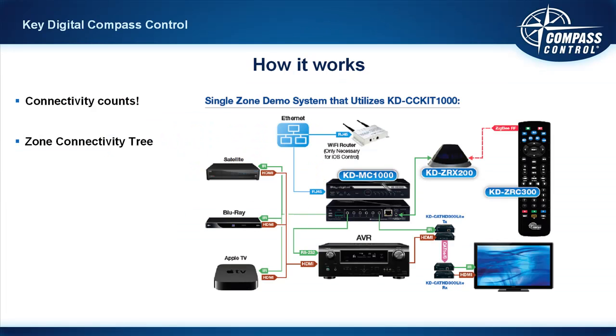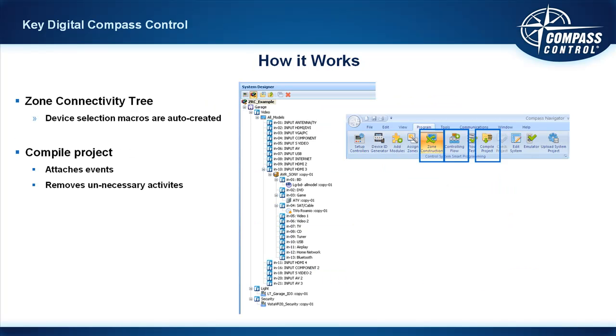Well, remember, as we told you before, connectivity counts, because now we're going to build that zone connectivity tree. And that zone connectivity tree is our way of saying, okay, we have this room, and we show it in the actual project as the garage, because that's how it was imported from the Lutron system. But we have the room, if we follow this tree, the hierarchy, and in that room we have the video, lighting, and security categories, if you will. Those are the things happening that we're controlling through Compass in that room.